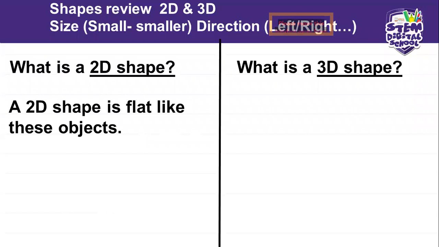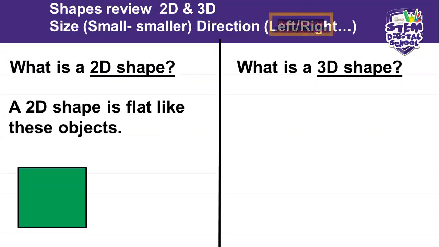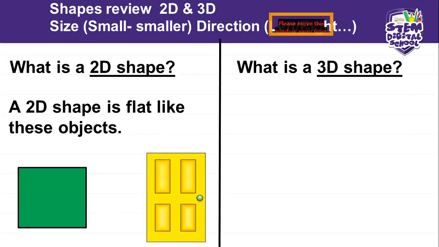A 2D shape, we said, is flat, like these objects that you see below. There is a square which is flat. There is a door which is flat, as if you've just drawn them, flat as they are on a page. Okay.